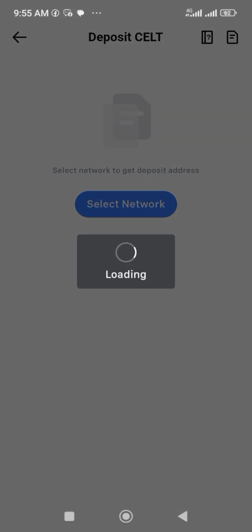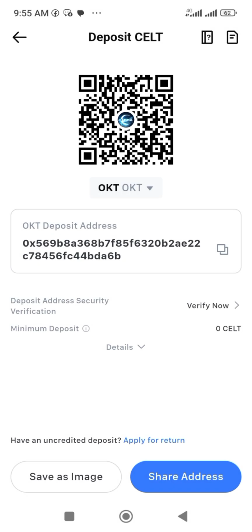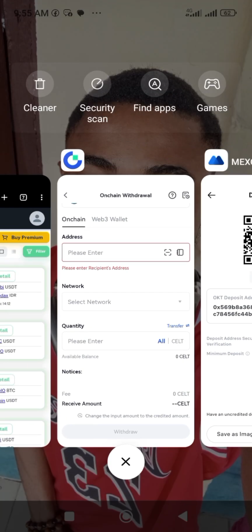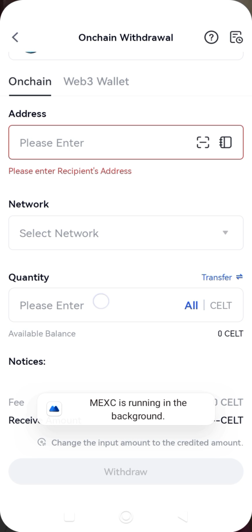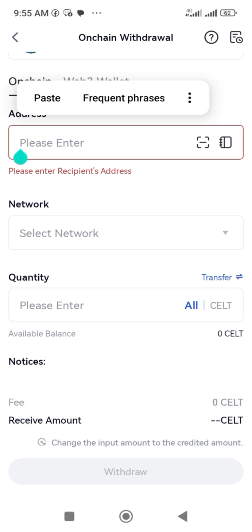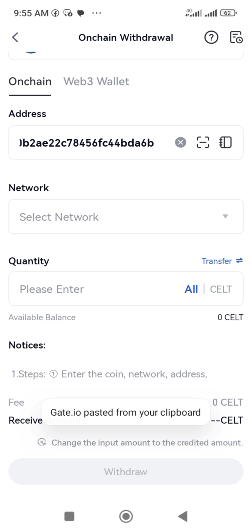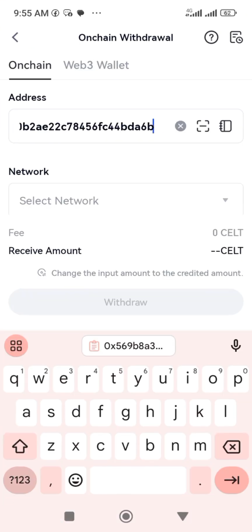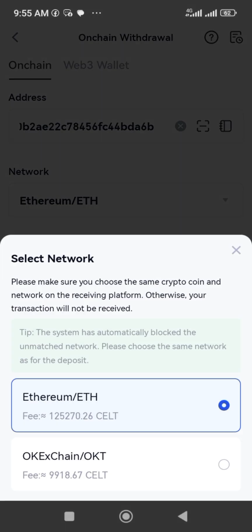Once I click on deposit, I click on CELT. You can see the network address here is OKT, is the same as the other one. So let's go back. So after, assuming you copied, you now paste the address there. Once you paste the address there, you now select the network.